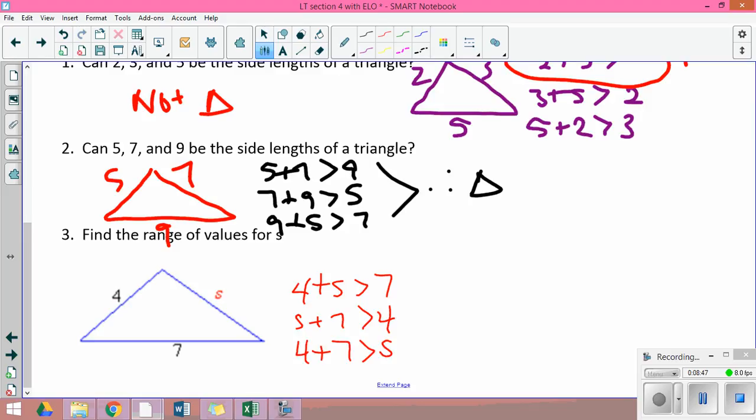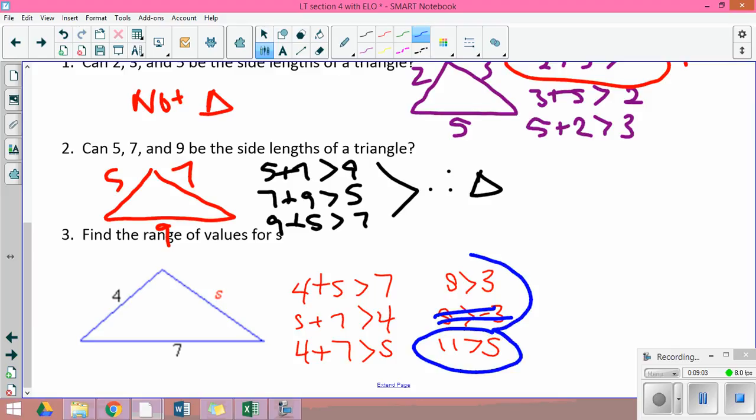If I solve them, subtract 4, S must be greater than 3. Here, S must be greater than negative 3. And here, 11 is greater than S. Well, clearly, that's a nonsense answer given a real context. These two tell me the smallest S can be and the largest S can be. So somewhere between 3.001 and 10.999 would be potential values for that last side.